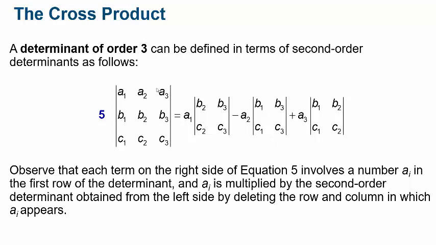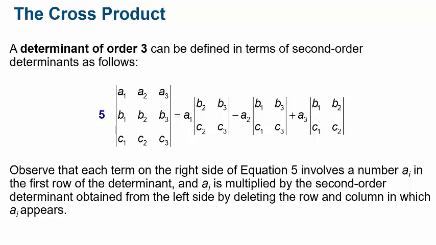Now you go plus A3, so you go to A3. Cover up the row A3 is in, you cover up the column A3 is in, and you're left with this little 2 by 2 matrix B1, B2, C1, C2. And you multiply A3 by the determinant of that 2 by 2 matrix.